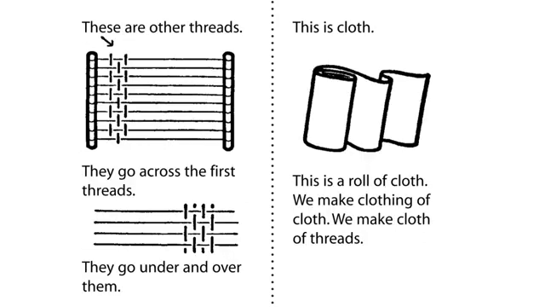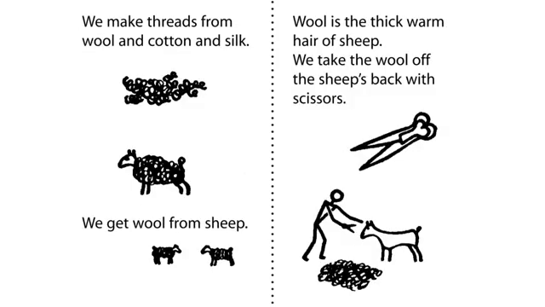These are other threads. They go across the first threads. They go under and over them. This is cloth. This is a roll of cloth. We make clothing of cloth. We make cloth of threads. We make threads from wool and cotton and silk.